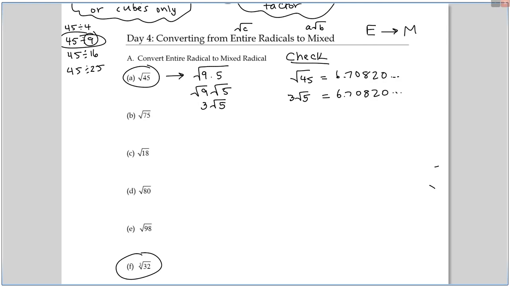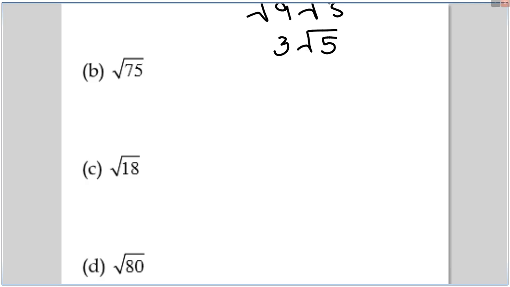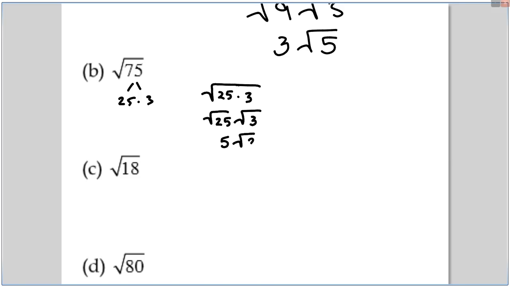Okay, 75. This one's obvious. What's the perfect factor that factors 75? Yeah, that one's obvious. It's 25 times 3, right? Because it ends in 5. So typically if it ends in 5, you should check 25. So we split 75 like this, 25 times 3. I always put the perfect one first so that it works out nicely like this.